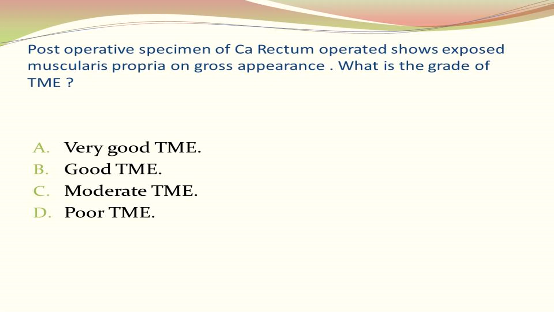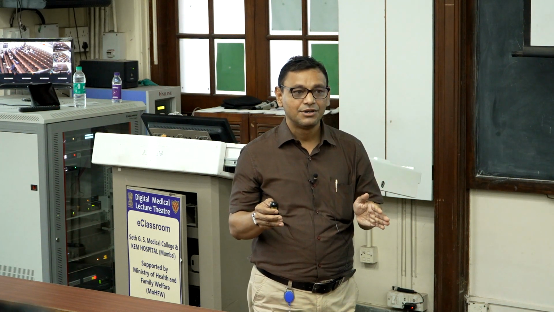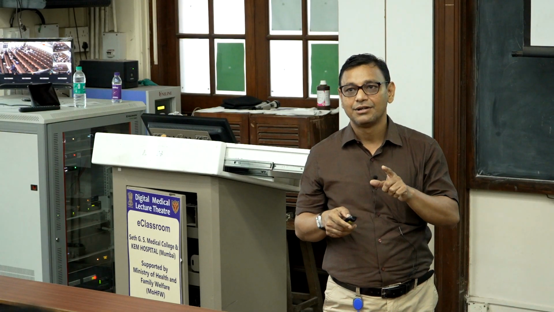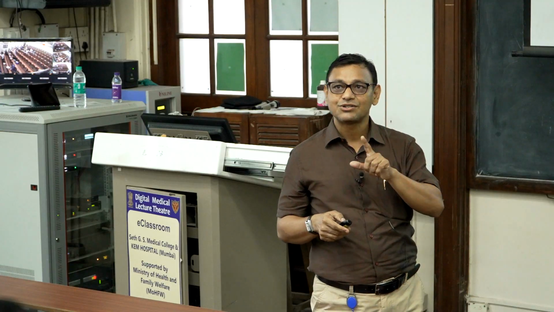What do you mean by good TME? That means the distal end is not cone shaped, it's a little bit wide based, a good chunk of mesorectum is involved and no muscularis propria, or even if it is seen, it is less than 1 millimeter. So that is a good TME. Moderate TME is muscularis propria is seen, but only at the pelvic floor. Okay, moderate bulk of mesorectum. Poor TME is no absolute bulk of mesorectum, cone shaped specimen, and absolutely shattered muscularis propria. That is a bad TME. So you should understand this basic concept of good, moderate and poor TME. Okay, this question can be asked.